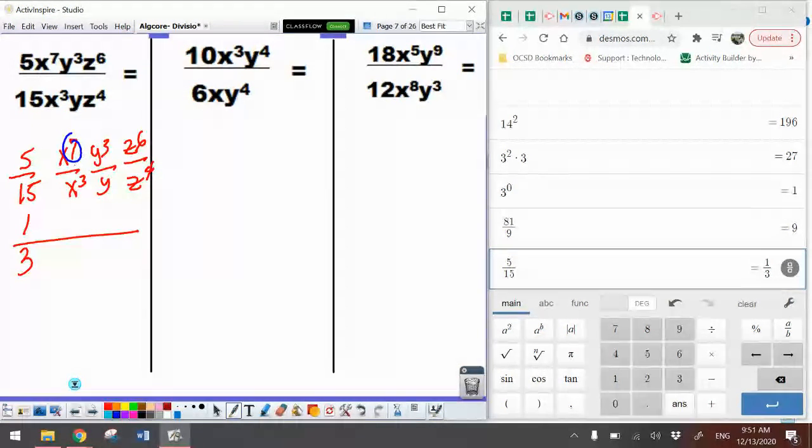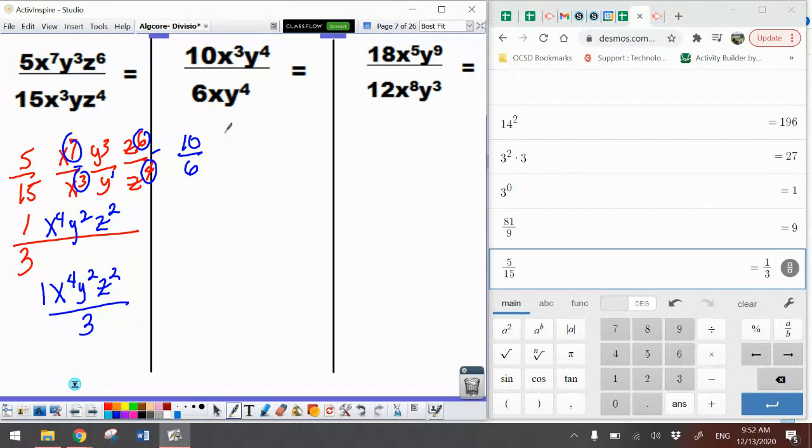So 7 minus 3 is 4. The biggest number is on top, so it's going to go on top. 3 minus 1, remember there is 1 there. That's a y squared, and it's also on top. And I have a 6 and a 4. 6 minus 4 is 2. That one is also on top. So my answer can look something like this, or I can put a 1 here. So 1x to the 4th, y squared, z squared, all divided by 3.